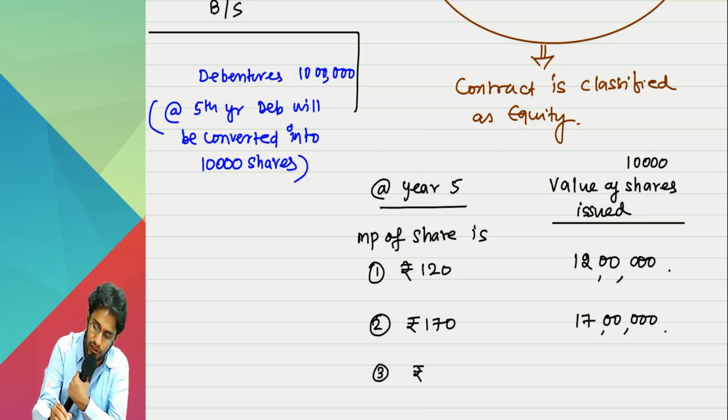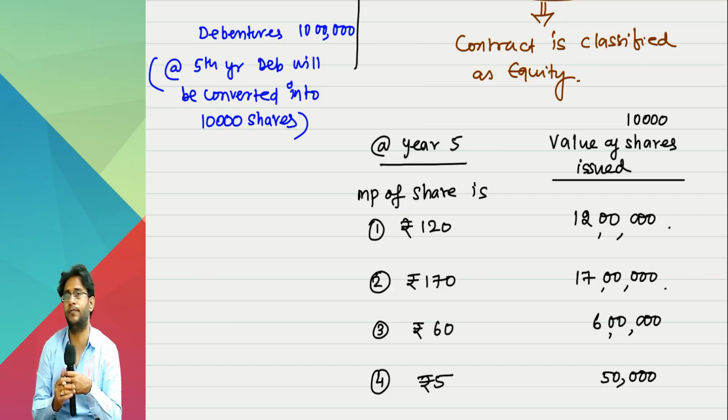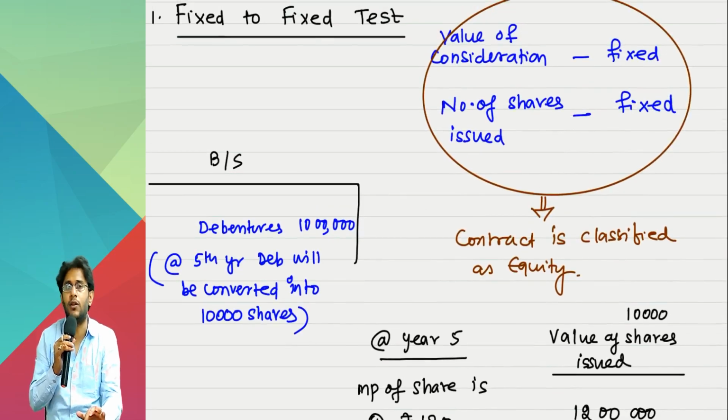Or very unfortunately this became 60. You will get a consideration of, or worth of, only 6 lakh rupees. Or it became 5 rupees. The worth of the shares you are getting is only 50,000. If you observe now, I will tell you the logic, but observe the rule.